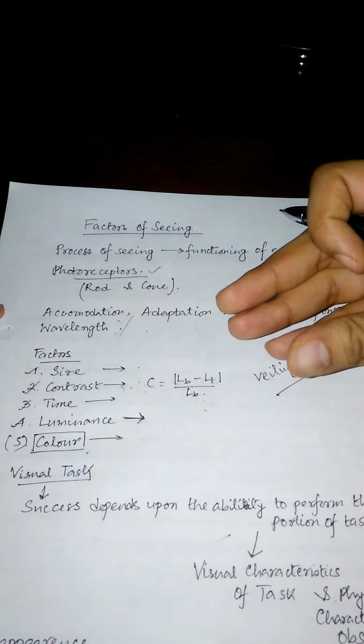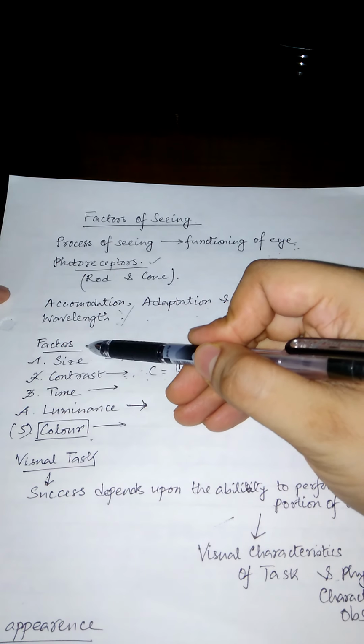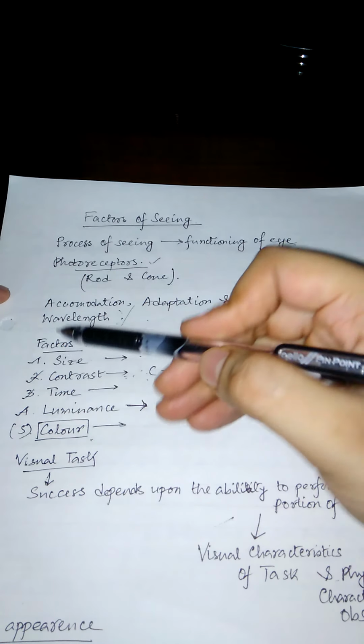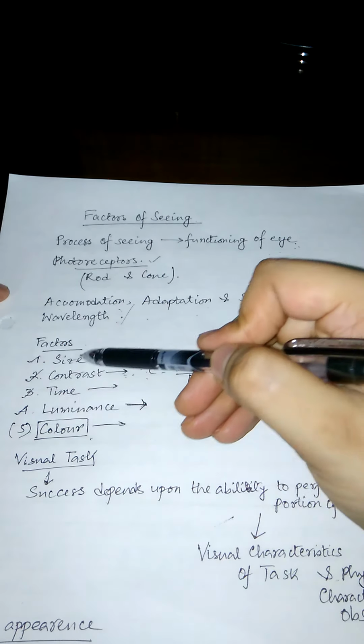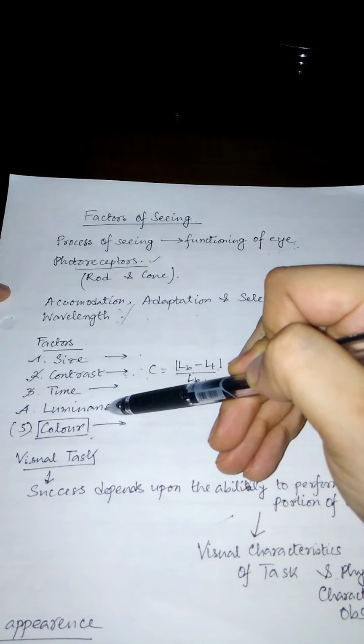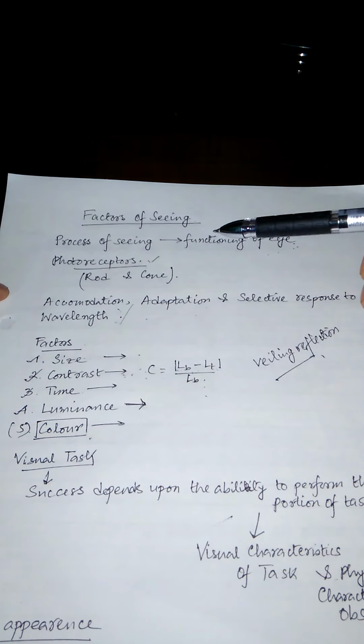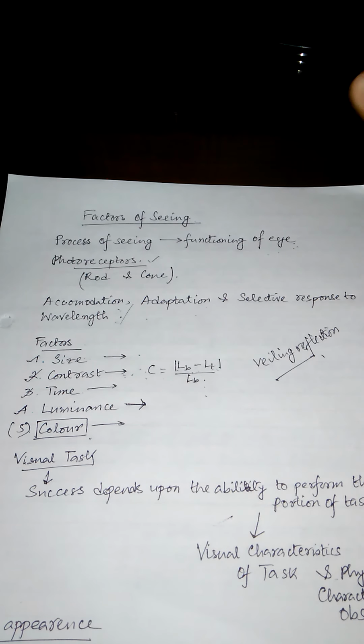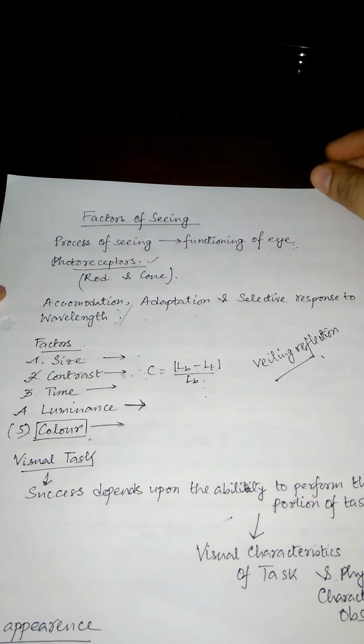Now firstly we will discuss the factors of seeing. There are four factors primarily: size, contrast, time, luminance. So what is size? That means the object we are going to see, if the size is big, it is easier for us to see the object properly. It is very much clear.